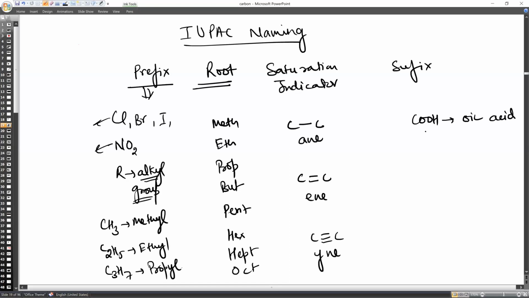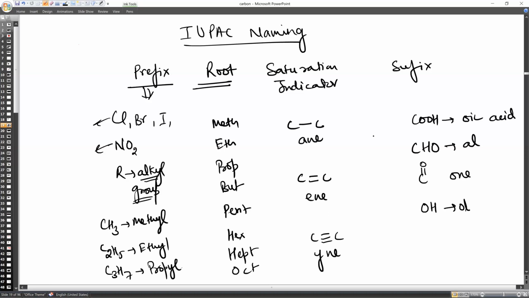The second one, I'm just revising this. We have done all this in the previous class. The next one is aldehyde, CHO. We use al for it. For ketone, we use one. For alcohol, OH, we use ol.